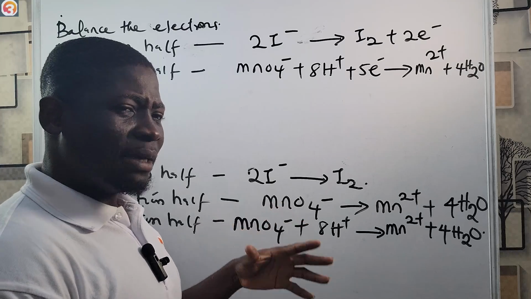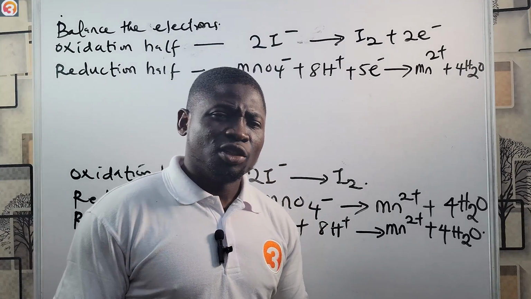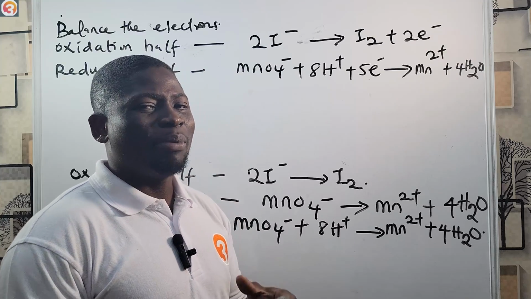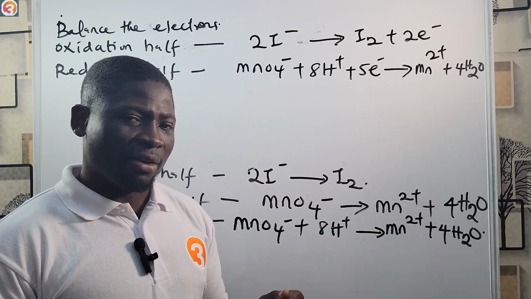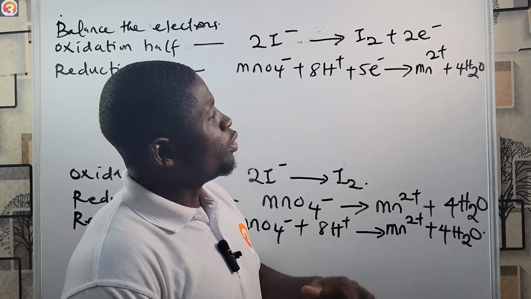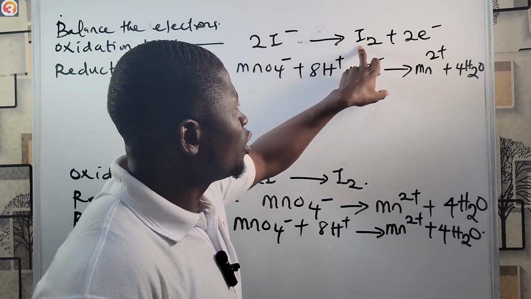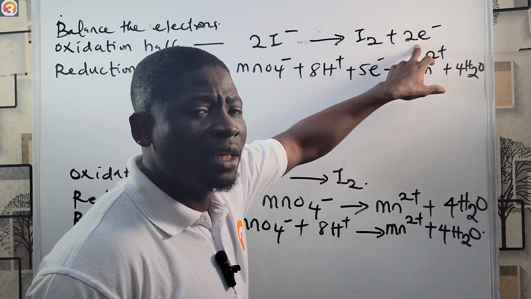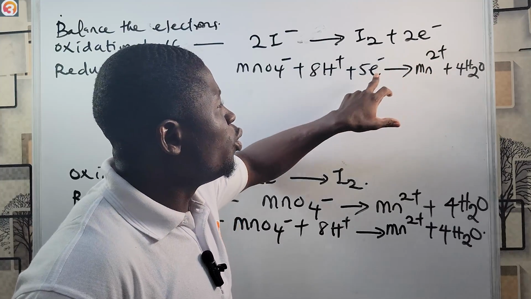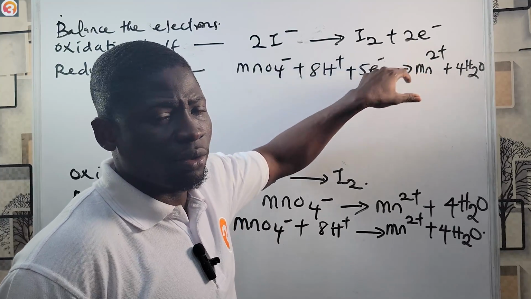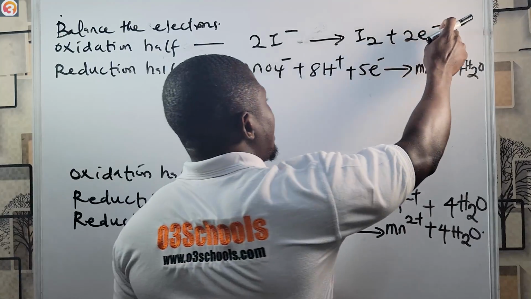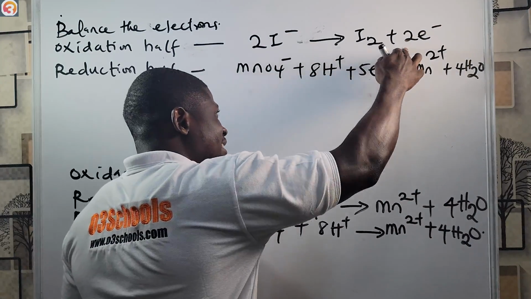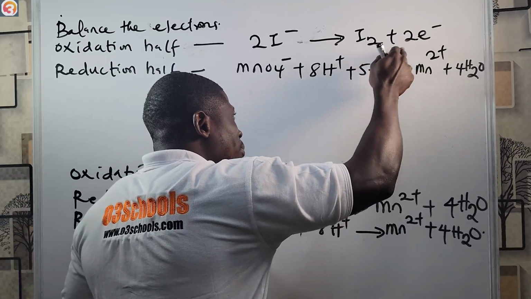Like I said, the next step is to balance the electrons so that they are made equal, because they must be made equal by multiplying with the appropriate integer. So what you do, you multiply both the reduction half and the oxidation half by the least common multiple of the coefficients of both half equations. Now, how many electrons are here? 2 electrons. How many electrons are here? 5 electrons. We need to make them the same so that they have the same number of electrons.